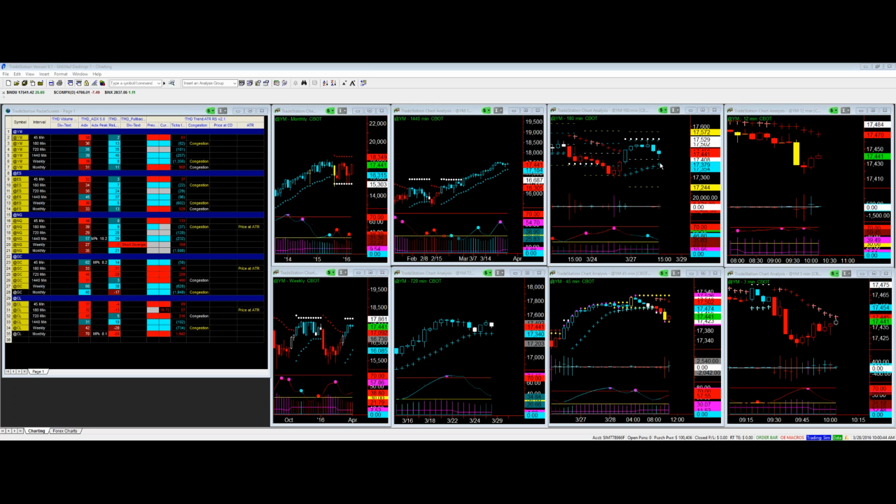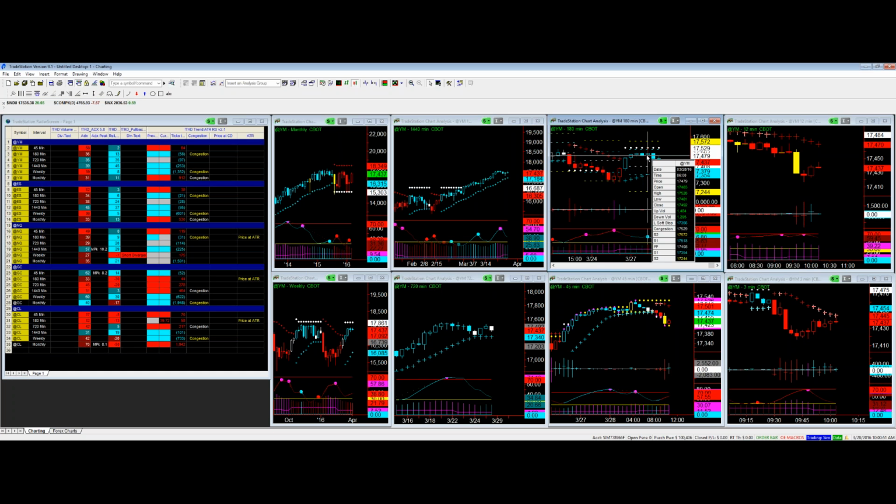congestion dot or prices at an ATR. So for example, if you watched the video I posted on the web this morning, then you would know I'm short the Dow today on the binaries. I actually believe that it will go down below 17,420 if I'm not mistaken on the daily binary.